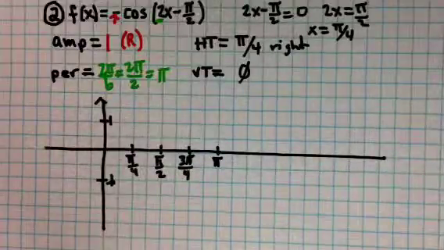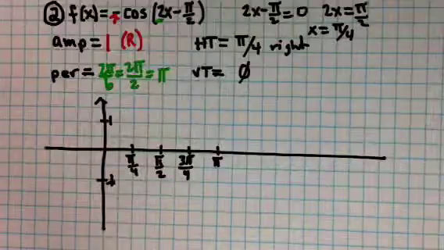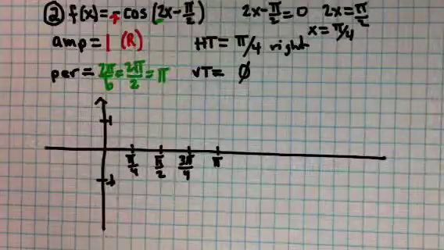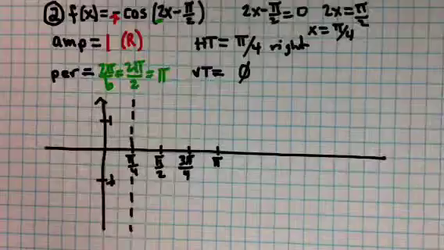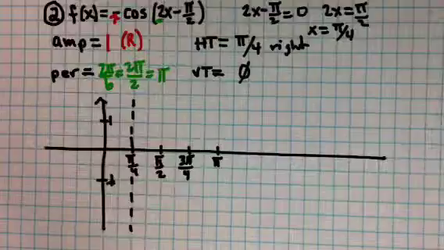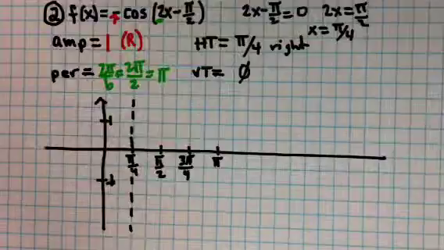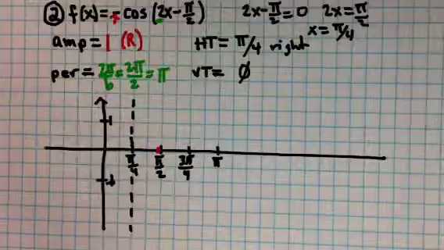Okay? Now, because there's a horizontal translation to the right, pi over 4, that's one tick mark over. So I'm going to put a vertical line right here. So this is like my new y-axis. Okay, I'll graph the function in red. So for cosine, the zeros are 1/4 and 3/4 of the way. So 1/4 would be right here at pi over 2, and 3/4 would be over here at pi.